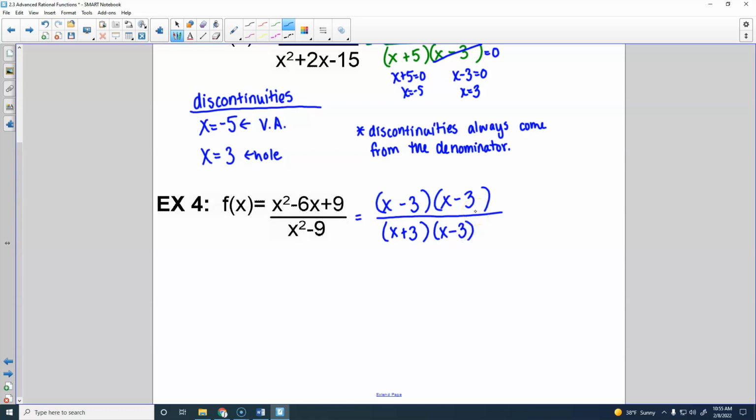You might remember the fancy name for it. What do we call it when we've got x squared minus 9 or x squared minus 25 or something like that? This is called a difference of squares. I'm not going to ask you that. It's just a good term to know because you might hear teachers say it a lot. So, remember, we're always looking at the denominator for our discontinuities.